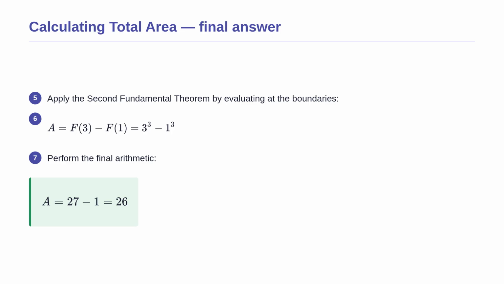3 cubed is 27 and 1 cubed is 1. Subtracting them gives us a final answer of 26 square units. What would have taken pages of complex limit calculations is solved in 3 simple lines.